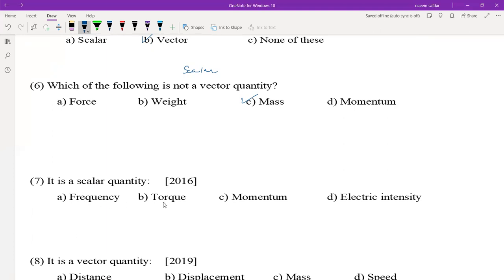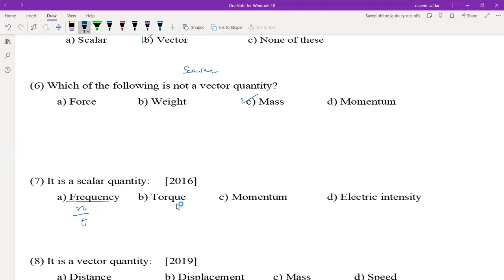It is a scalar quantity. Frequency, torque, momentum, electric intensity. What is frequency? Number of vibrations in 1 second is called frequency. So we have to choose a scalar quantity now. Frequency is the number of vibrations in unit time. So frequency is a scalar quantity.